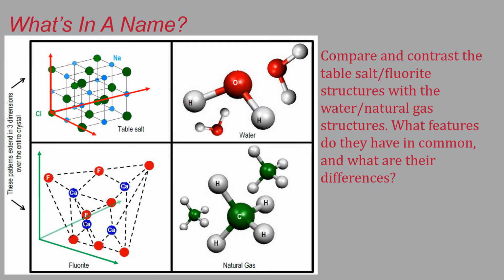Okay, so now I would like you to, again, while still looking at that figure, look at some differences and some similarities between the table salt and the fluorite structures and the water and natural gas structures. What do they have in common, and what differences, and are two of them similar to each other and two of them not? So again, hit pause and scribble down some ideas.